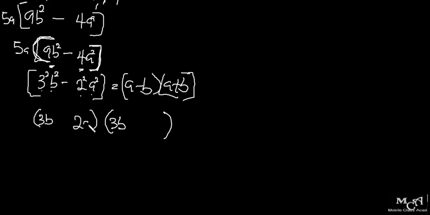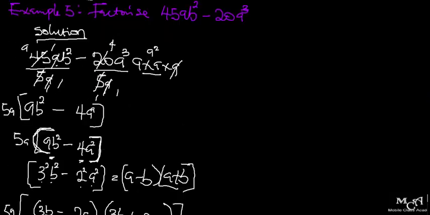Let's put one 2a here and another 2a here. Then, difference of 2 squares, our signs are negative and positive. Remember, we still have our 5a outside, right? So this is the solution to the question above. This is the solution to the question of example 5, which is what?